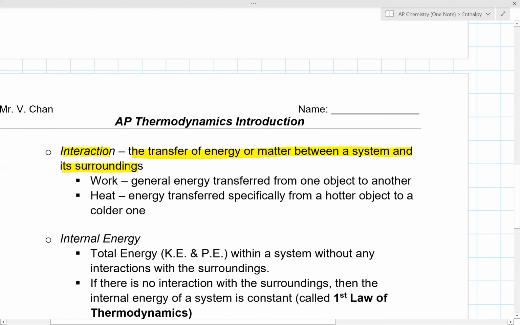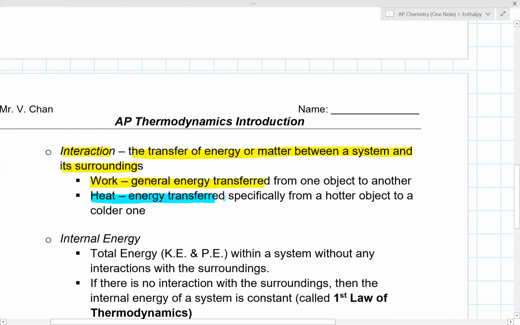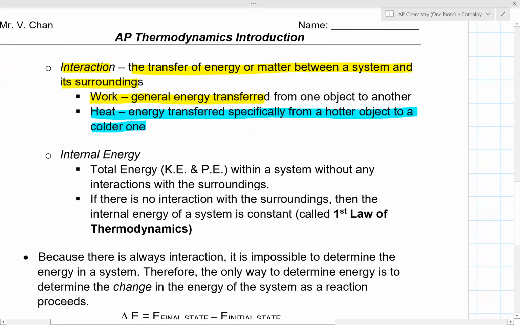Now, we're focusing more on energy. So there are generally two types of energy transfer: work and heat. Work is the general energy transferred, while heat is specifically energy transferred from a hotter object to a colder one. So that is the difference between the two. One is a general energy transfer, which we call work. The other one is specifically transferring from a hotter object to a colder one.